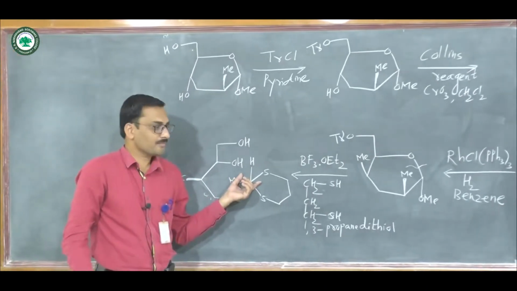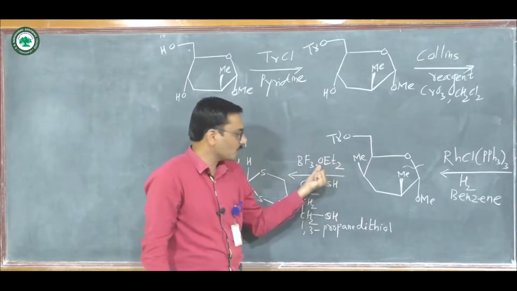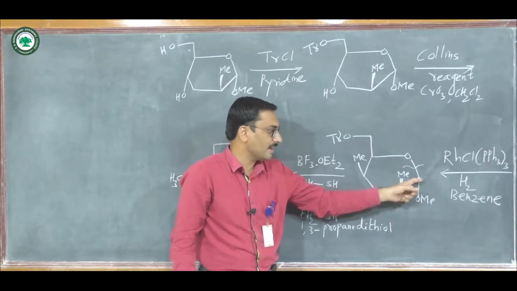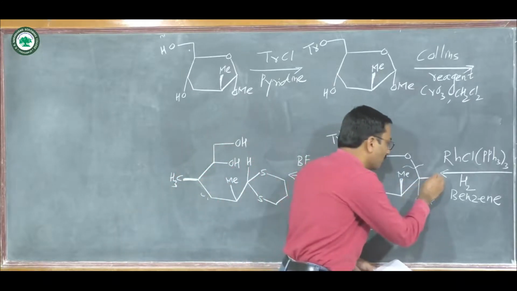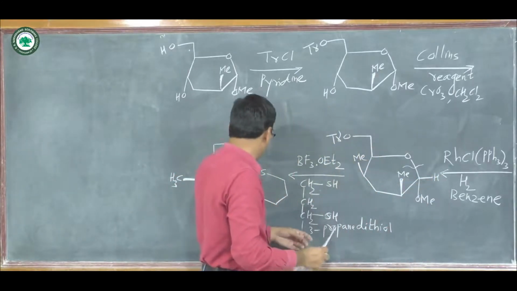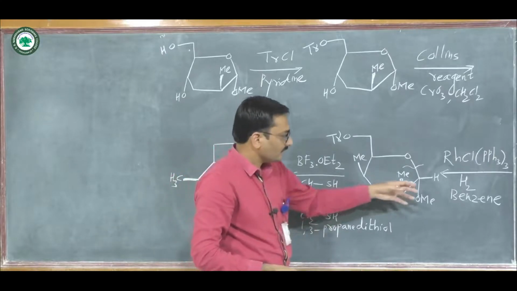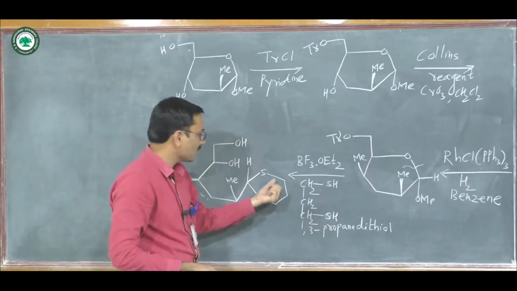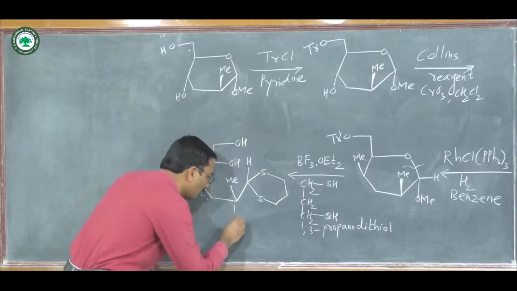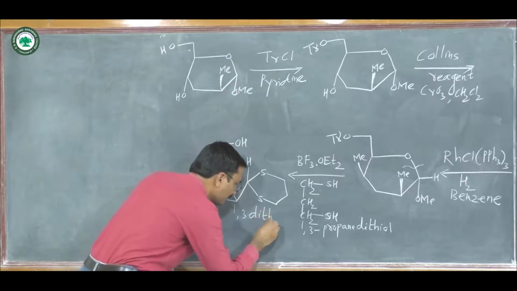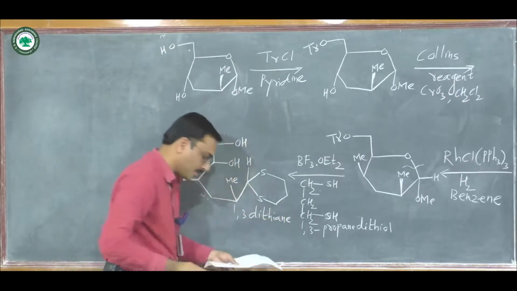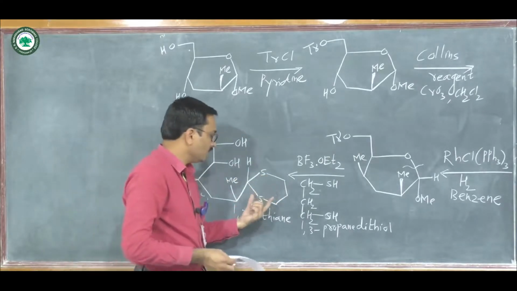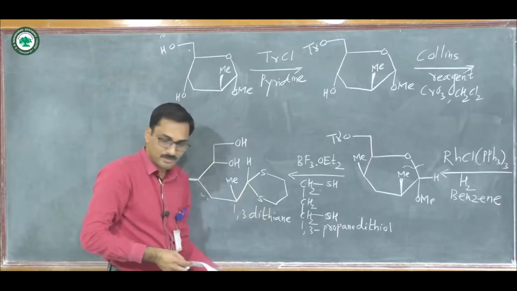Look at this structure. During this particular step, this bond undergoes cleavage. There is formation of an aldehyde. So here we have a hydrogen atom. There is formation of an aldehyde, and that aldehyde then reacts with 1,3-propanedithiol, and there is formation of a 1,3-dithiane compound. Then we will see the next steps by using this type of intermediate.